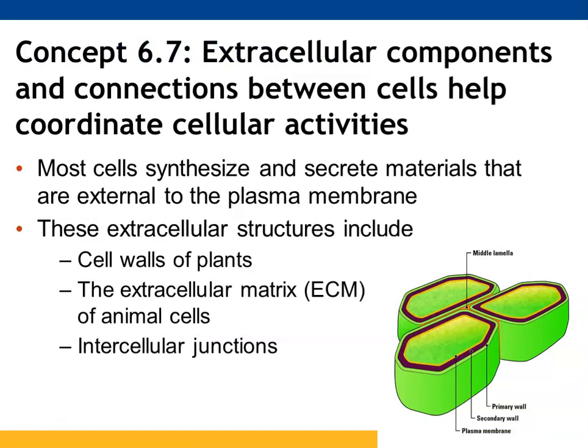And then the final part that we're going to talk about is the extracellular components and how cells are connected to one another so they can coordinate activities. Cells synthesize and secrete materials that are going to need to exit the plasma membrane. Ones that fall in that category include your extracellular matrix that's found in your animal cells, cell walls that are found in plants, and then also cell junctions that connect cells to one another.